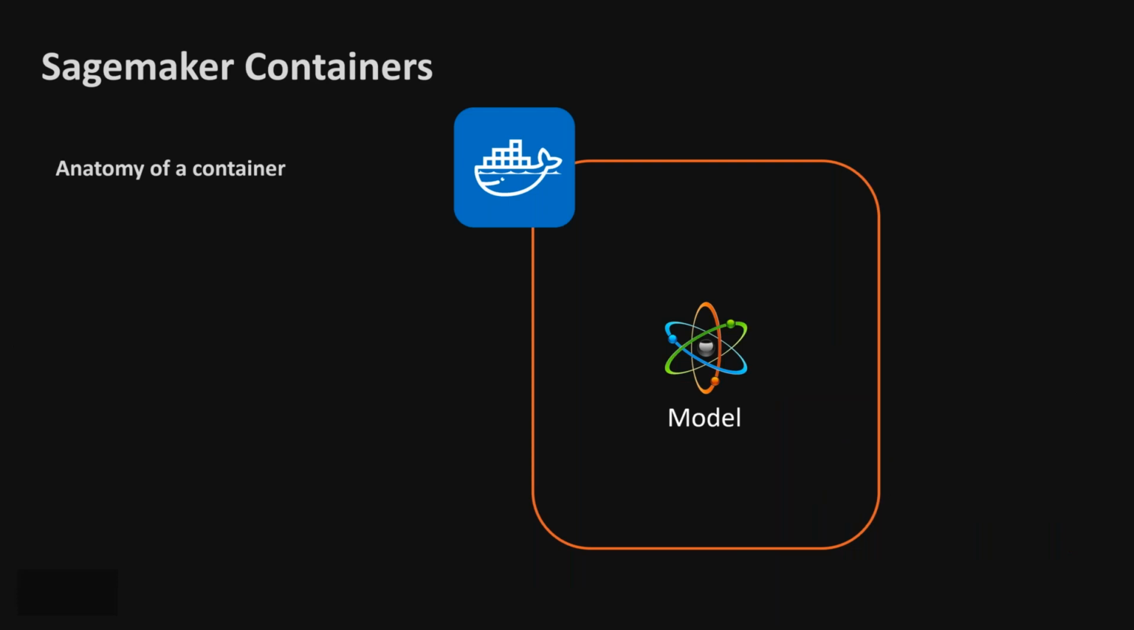So we're going to get into the anatomy of this container as it applies to SageMaker. Hopefully you've got your mindset right now, and you're thinking about containers as this unit of code. It's abstracted from the underlying host. You don't need to worry about any of that. And at the center of this container is your model.